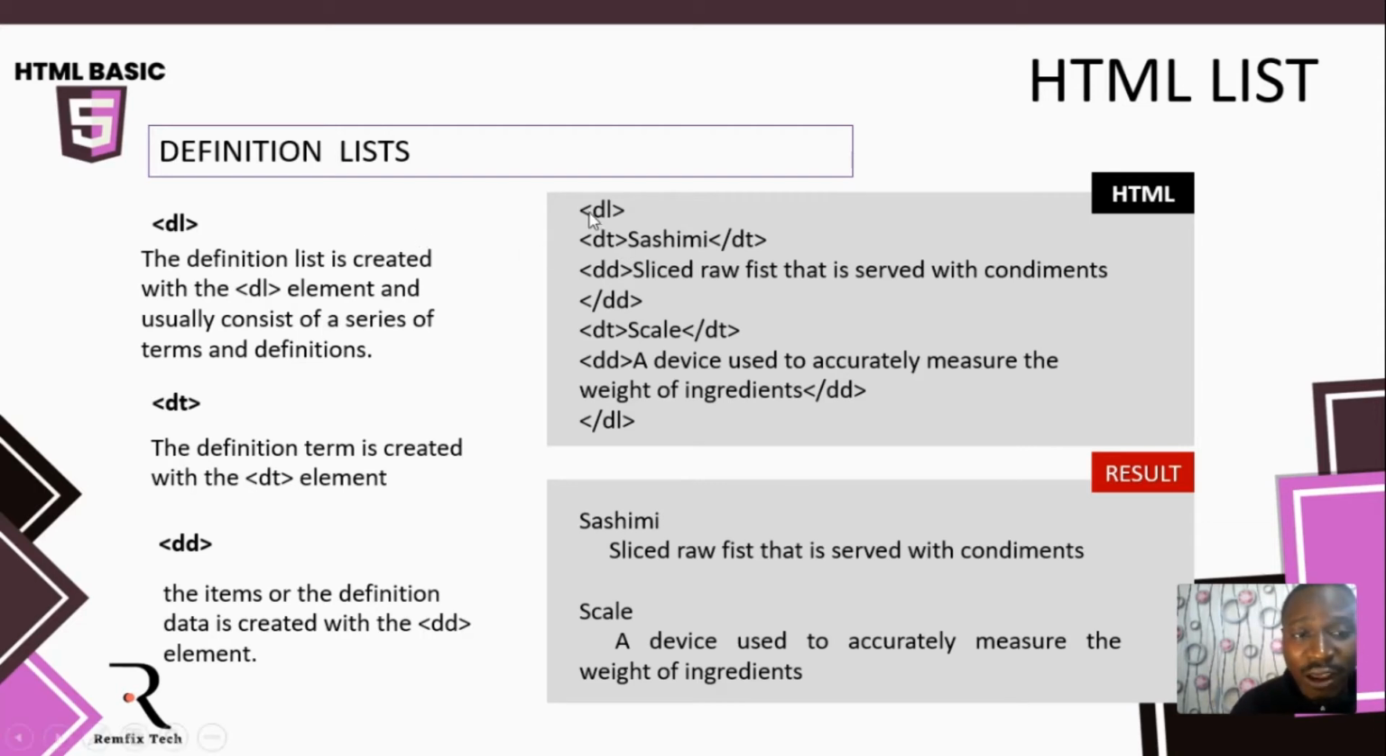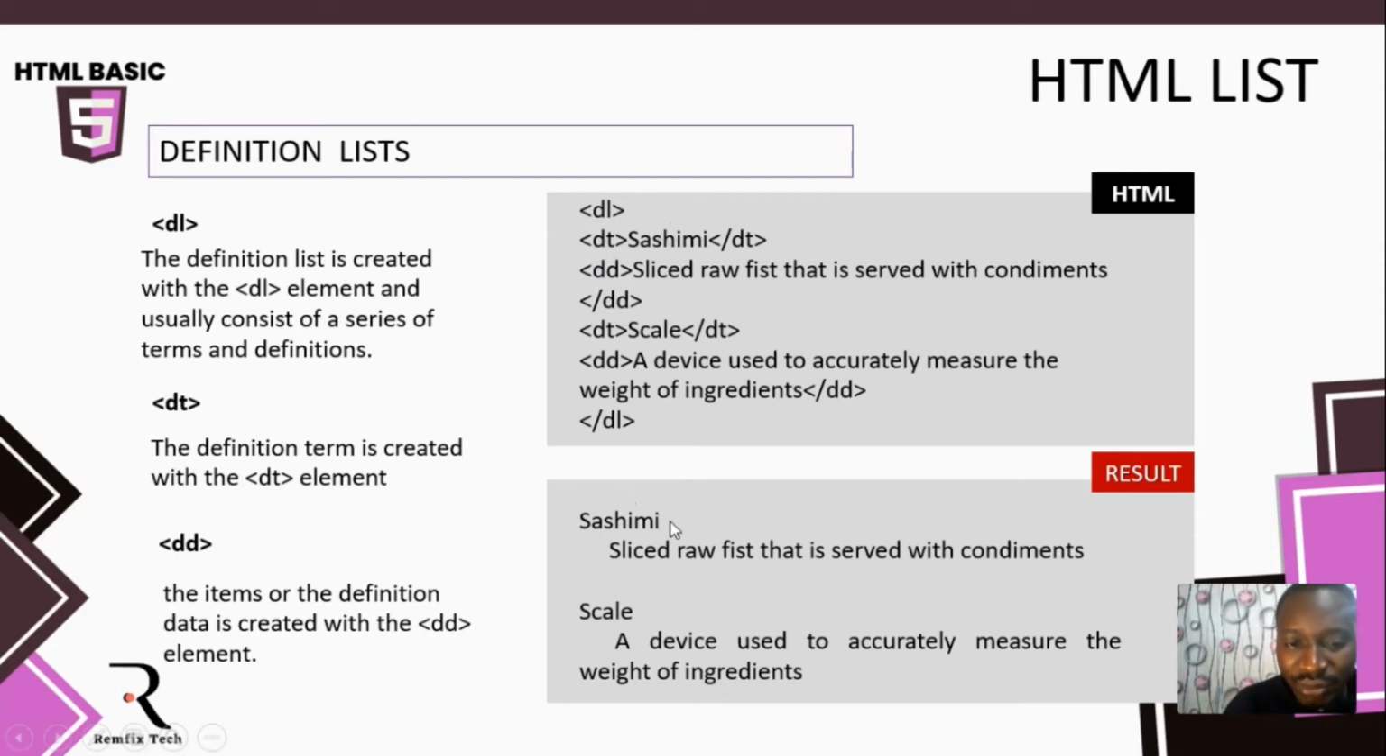So you can see that I have an open DL and a closing DL, and the DL stands for definition list. That's what it stands for, DL, right? Now inside the DL I will have 2 things: the definition term and the definition. That's why we have the DT, the tag for the definition term, which is created with the DT element. So I have the DT and I have the term in between them, and you can see the result here.